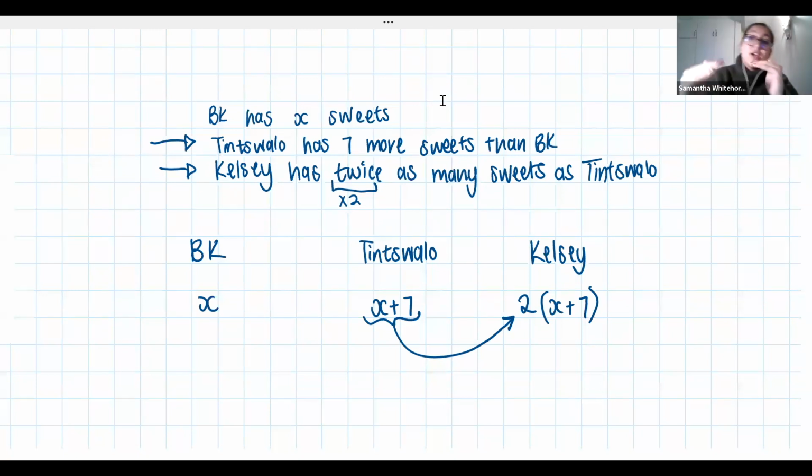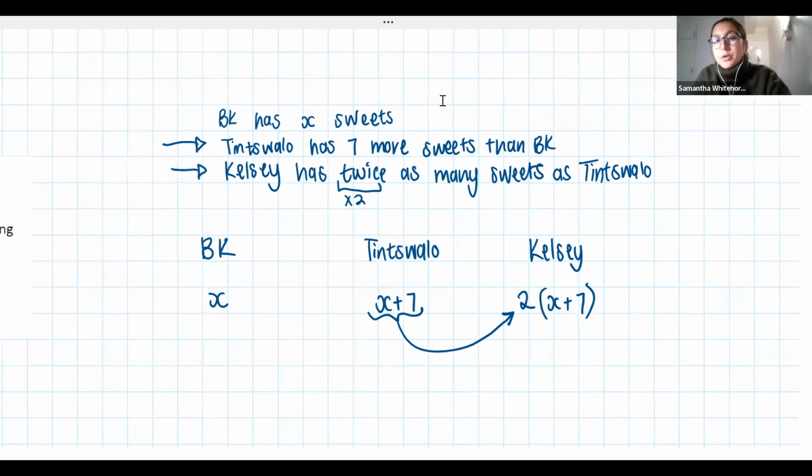Okay, we're going to try again. Now that I've got these 3 expressions that form the basis of my question, I can do whatever I want with it. I can now tell you how many sweets BK has, and ask you to work out the others. I could tell you that altogether they've got 100 sweets. How many do they each have? And because you've got these expressions, you can now work with that.